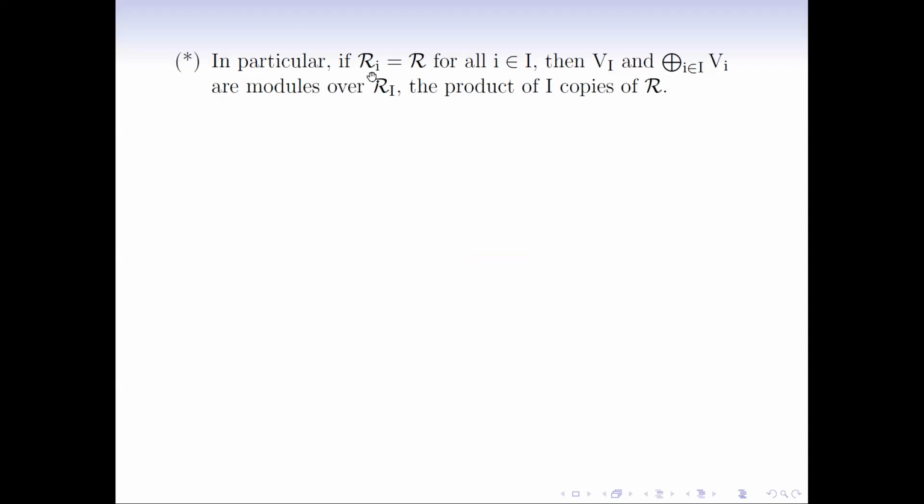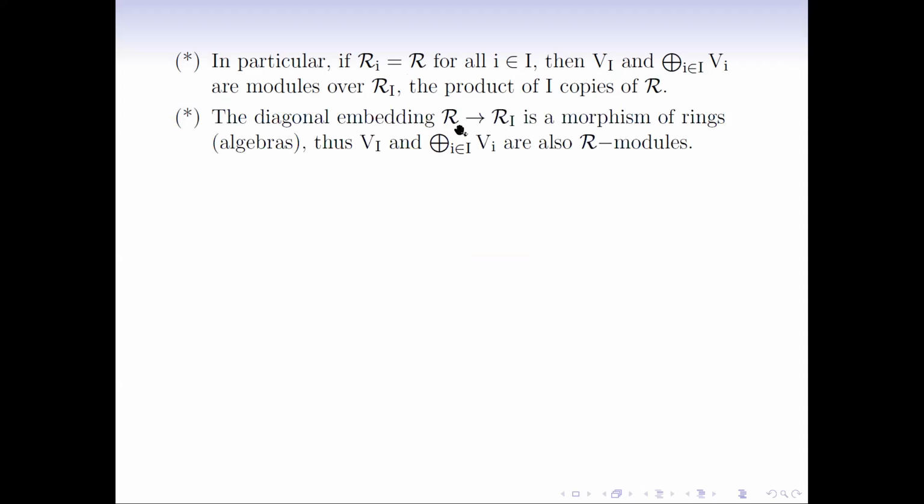In particular, if Ri coincides with R for all i from I, so we have I copies of the same ring, then the Vi, the Cartesian product, and the direct sum are modules over the product of I copies of R. But also we have a diagonal embedding of R into the product, and it's a morphism of rings or algebras. Thus, the direct product and the direct sum are also R modules by the previous statement. So if you have a morphism of algebras or rings, and a module over the target, then it's also a module over the source.